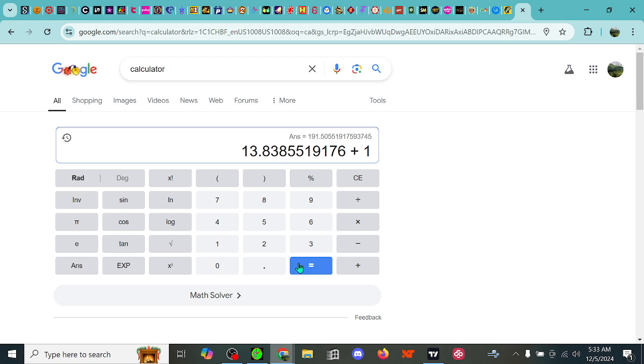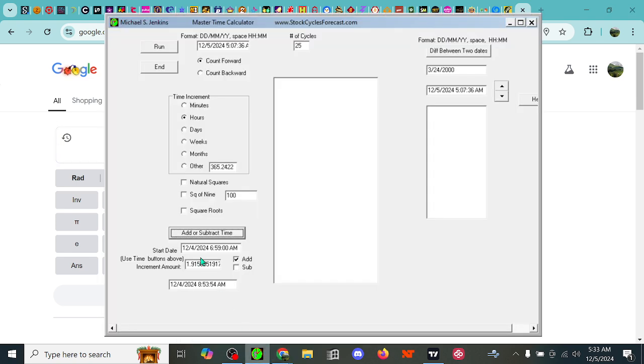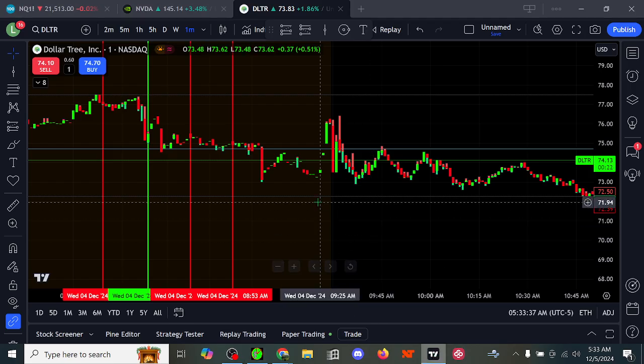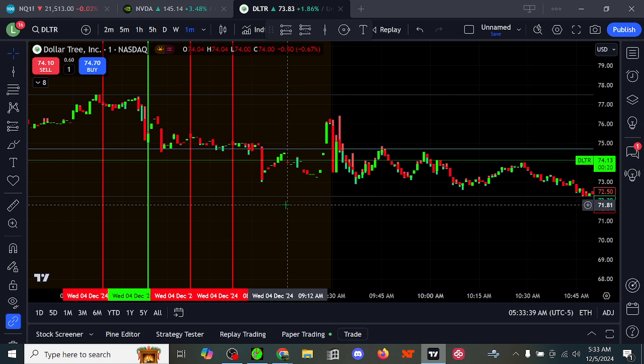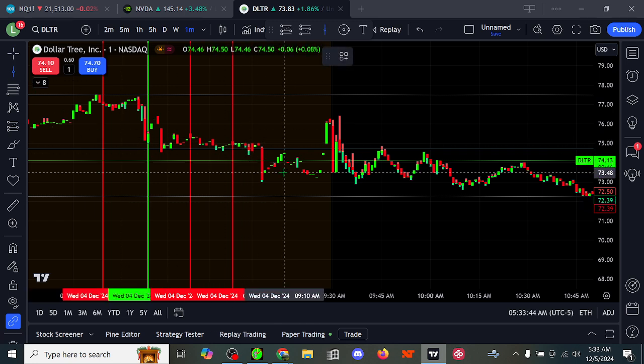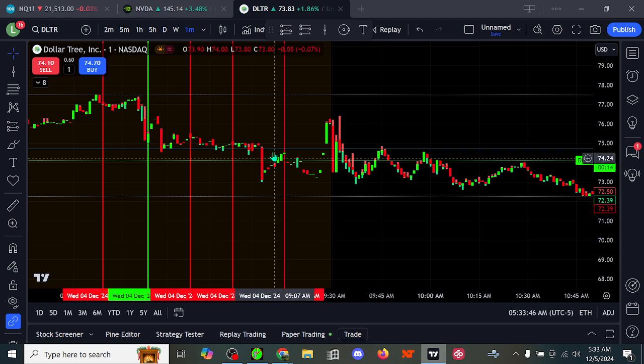13 plus 1, resquare it. 2.201 hours in the future from 6:59 a.m. is 9:11 a.m. Okay, looks like it has now called another top. So that's 3 tops in a row. I don't know the math behind that, but clearly, I don't know why it doesn't show 9:11. It just skips to 9:12, but whatever.